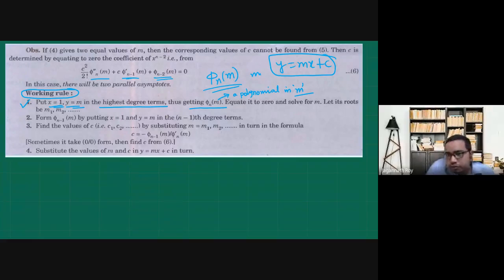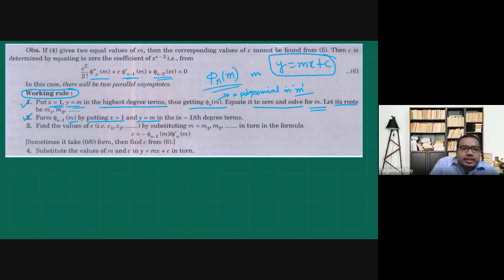And we will equate to 0 and solve for m. Let the roots be m1, m2, and mn. We will find them out. Similarly, we find a polynomial phi of n minus 1 of m by putting x equals to 1 and y equals to m.